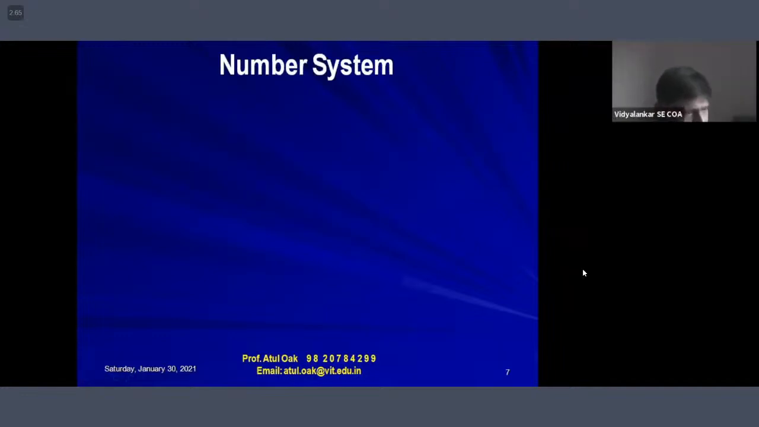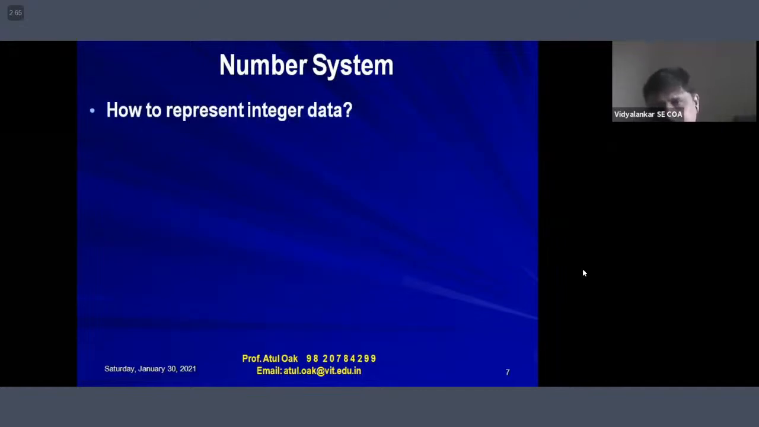The question is: what is a number system and why is this discussion important? Basically, a number system is used to represent numeric data, because if you look at the statistics and Google it, you will find that lots of information is in the form of numbers. The question is how you are going to represent those numbers.